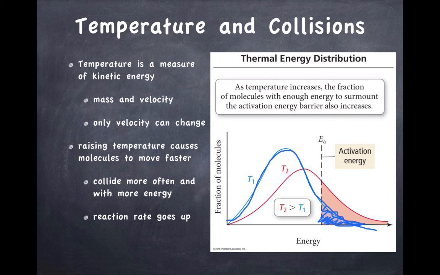Now if we look at temperature 2 shown in red, and it's red because it's a warmer temperature than temperature 1, we see that the area of temperature 2 that goes above the activation energy is quite a bit higher than that of temperature 1. And so more molecules at the higher temperature have enough energy to get over that activation energy barrier, and as a result you're going to have a faster rate.